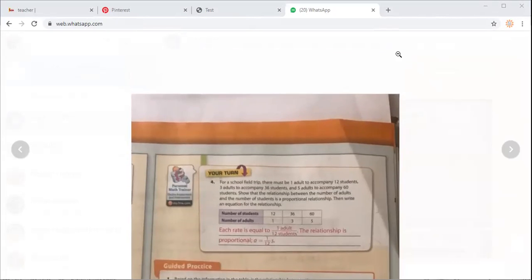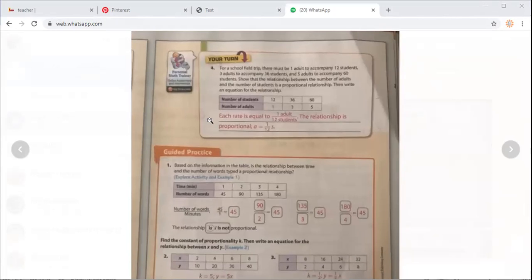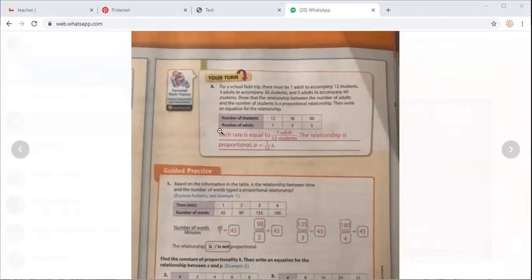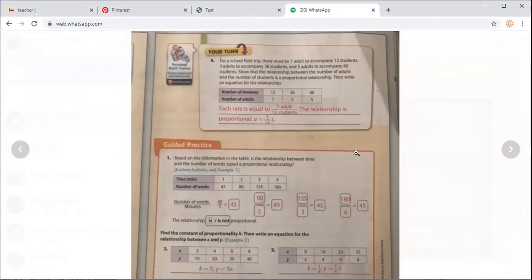Is there anyone who can tell me? Yes, Ward? We will have to do y over x. Yes, so we have to do y over x. In the figure in front of us now, do you know the difference between y and x? Which one will represent y and which one will represent x? X is the top one and y is the bottom one. Thank you so much. X is the top one, which represents the number of students, and y is the number of adults.